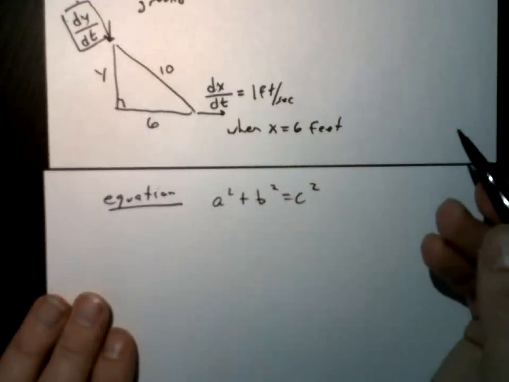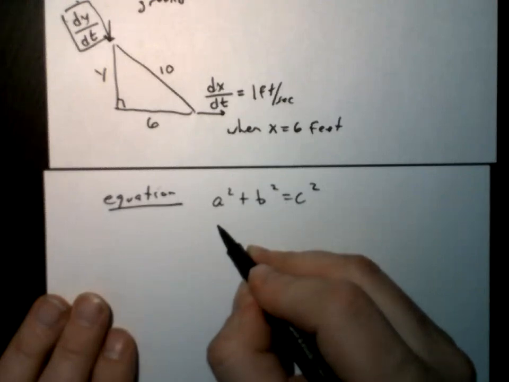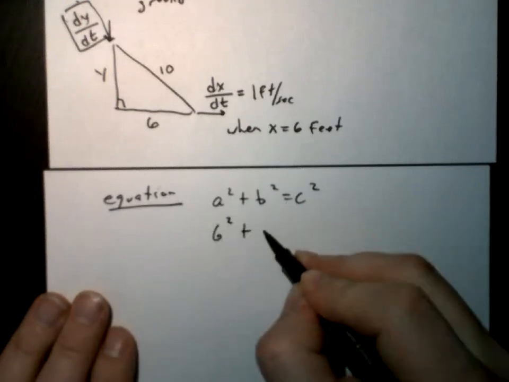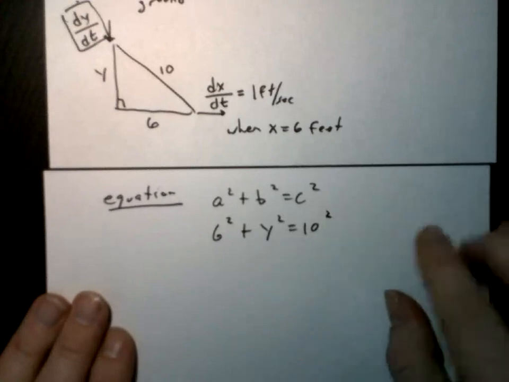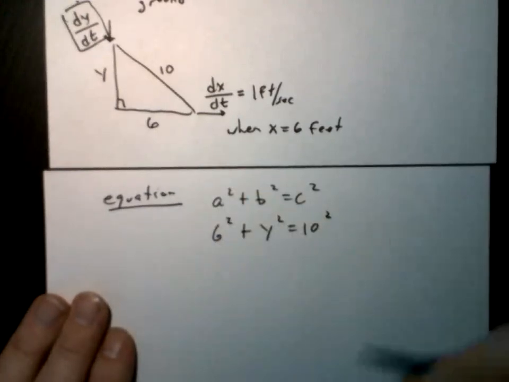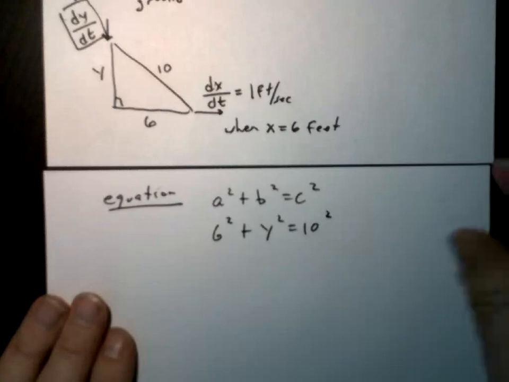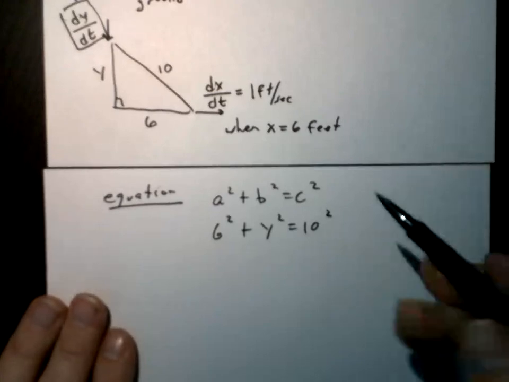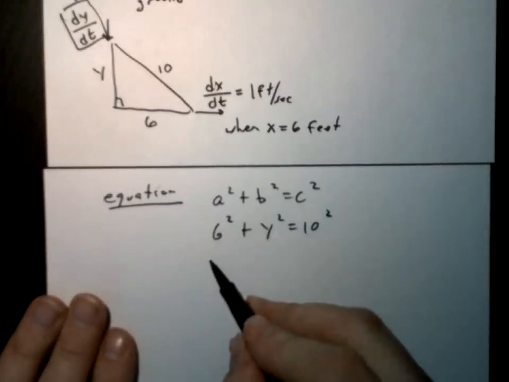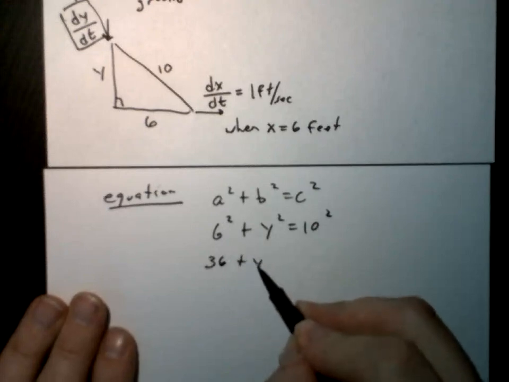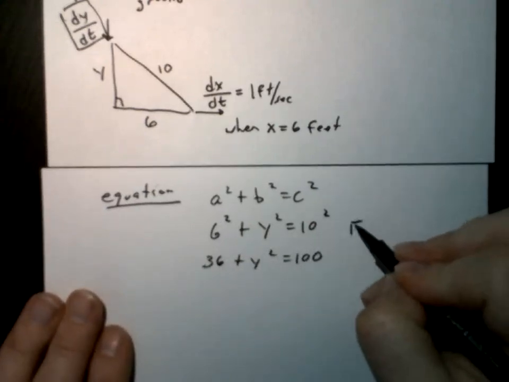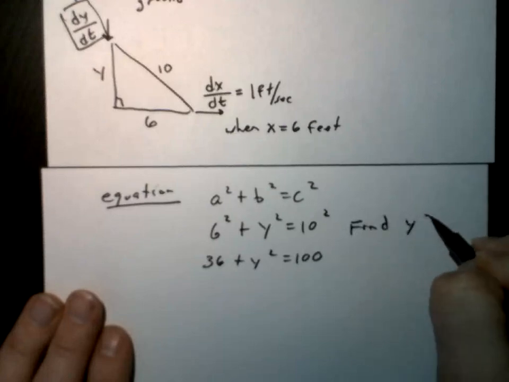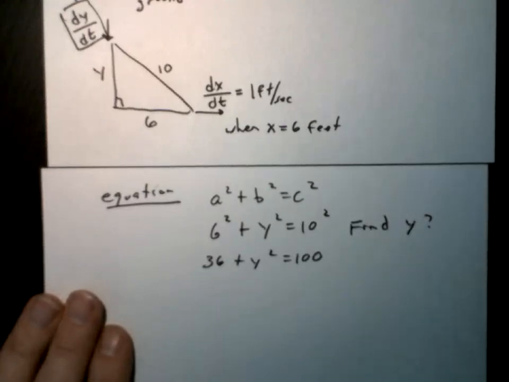So let's fill this in a little bit. Let's call this 6 squared, this is your y, and this is 10 squared. Now let's go ahead and get y, because that's what we're trying to find. If we do this, we get 36 plus y squared equals 100. So we're trying to find the y value. That's what we're trying to do.